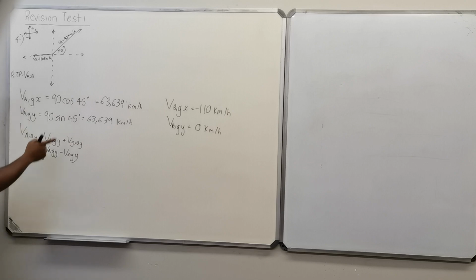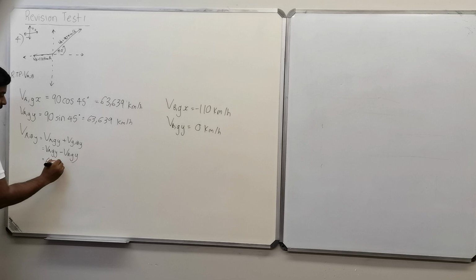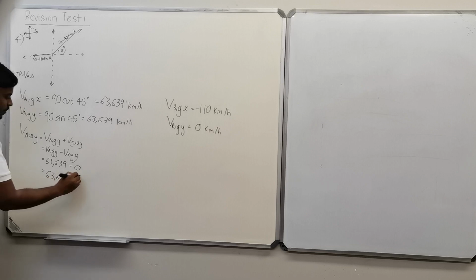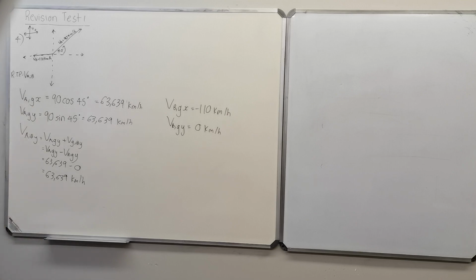Right, so this value here is 63.639 minus 0, which is 63.639 kilometers per hour. Chamba, my good friend, what do we do after this?